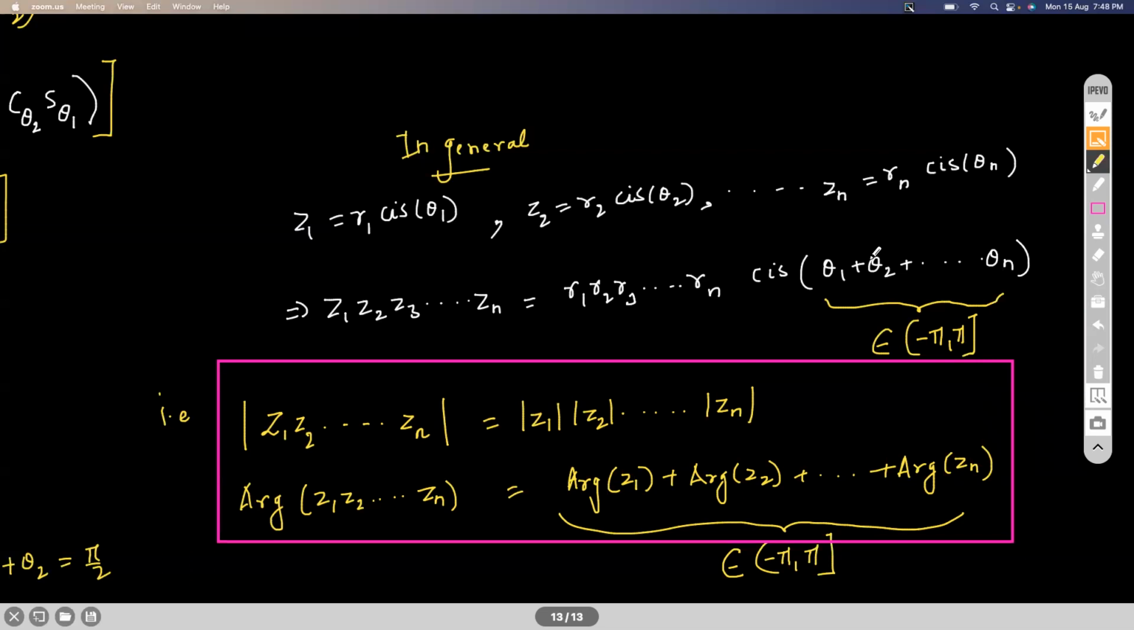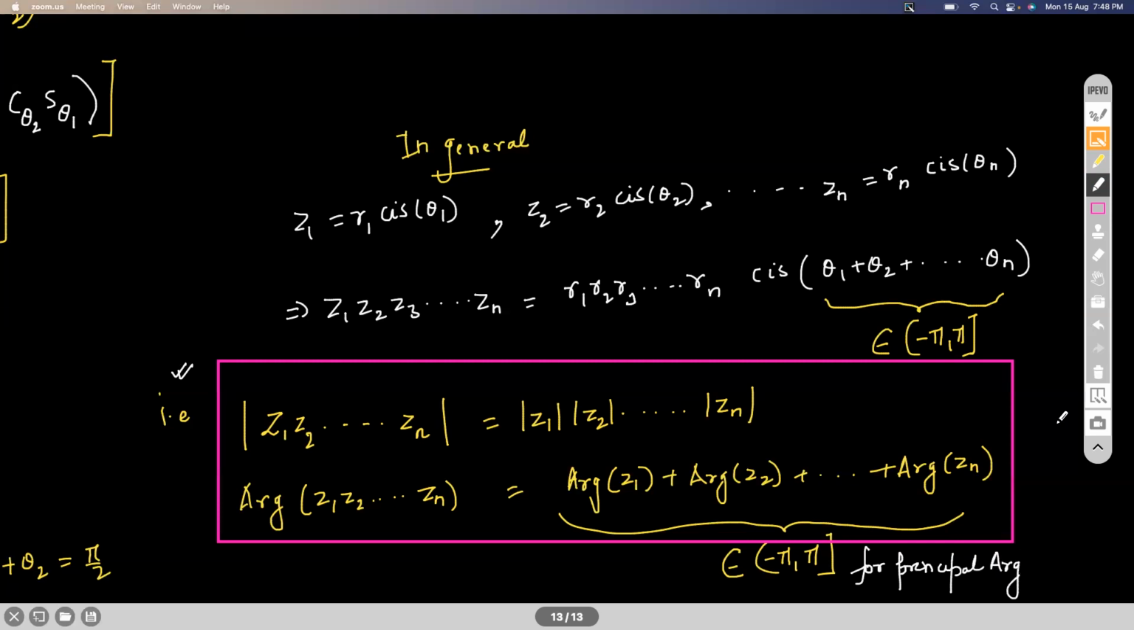Okay, so for division also, we'll take up a similar concept quickly without spending too much time on it. The idea is more or less the same. This is something which you will be asked a few questions on. So why am I asking you to restrict it between minus pi to pi? If you want your principal argument, you have to restrict it.